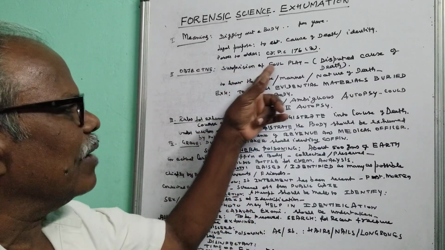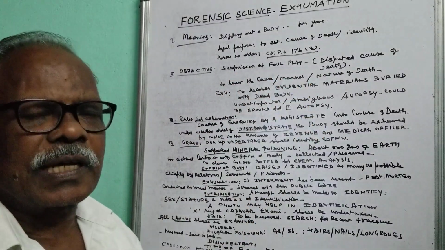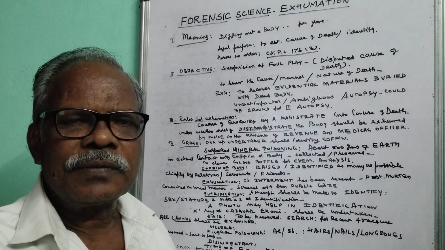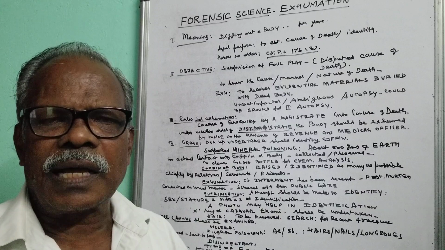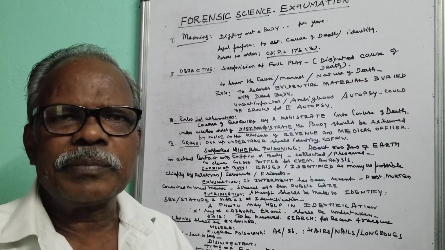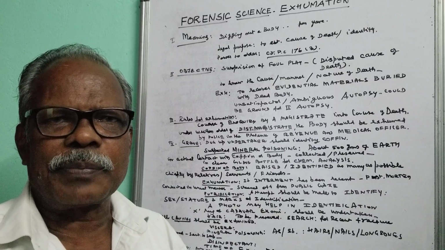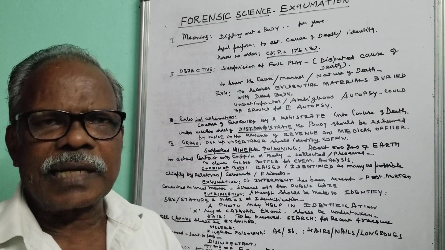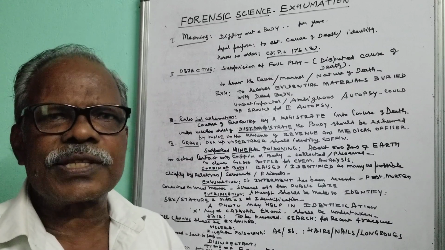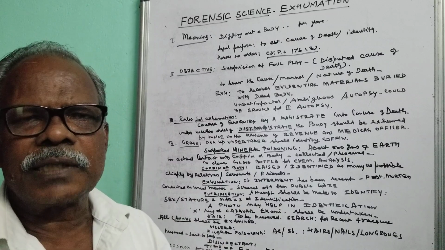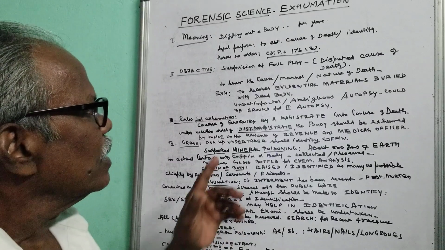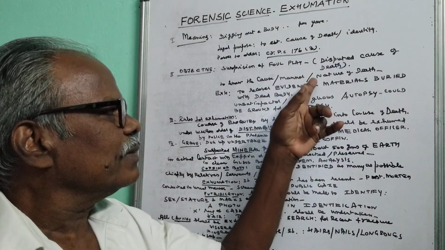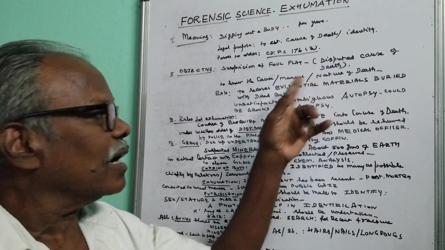Suspicion of foul play, disputed cause of death. In the death itself there is a dispute whether it is a normal or unnatural death, or whether murder or something happened. So to establish the cause of death due to unnatural causes, the exhumation is undertaken, to know the cause and manner of death, and whether it is natural death or not.